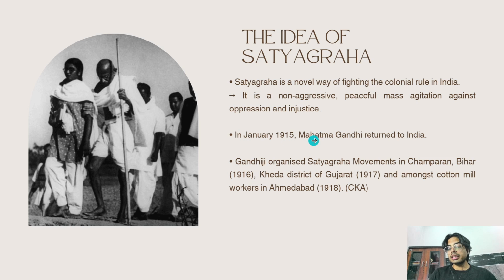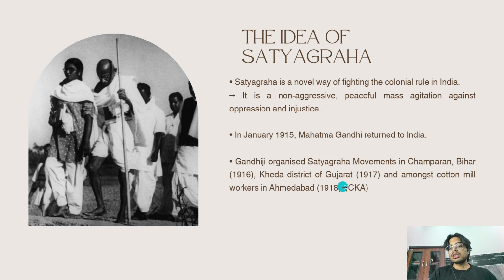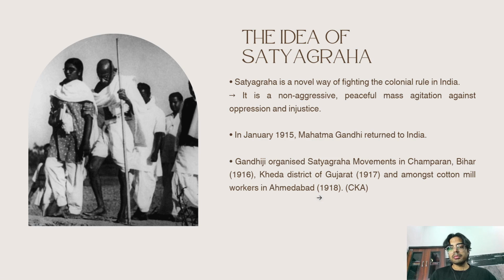And in January 1915, when Mahatma Gandhi returned to India, Gandhiji organized Satyagraha movement in Champaran, Bihar in 1916, in Kheda district of Gujarat in 1917, and then amongst cotton mill workers in Ahmedabad in 1918. So you can make a short form such as CKA, first in Champaran, then in Kheda, and then in Ahmedabad. Just like that, you can make some mnemonics and understand these in order, so that you can easily remember it.